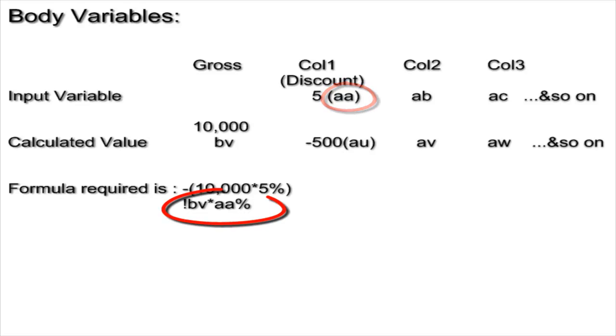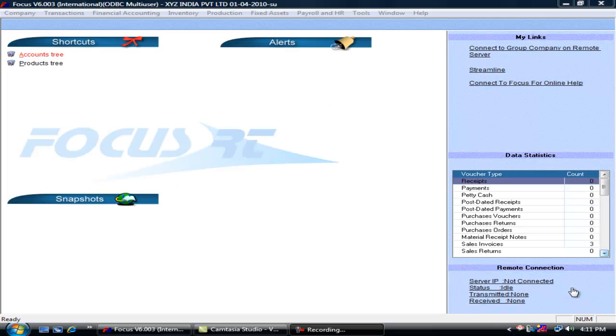BV into AA%, as this amount must be internally stored with minus. That's why we have used the exclamation mark before the formula. Then only it will be stored with the minus symbol, otherwise it will not be stored with the minus symbol.